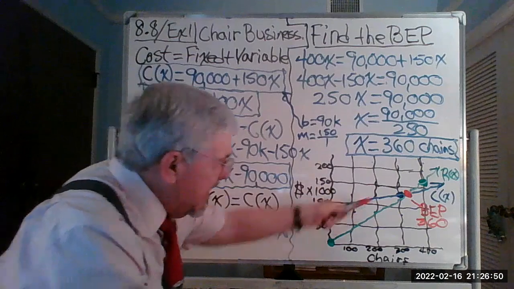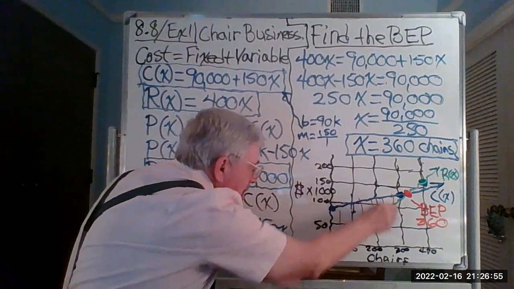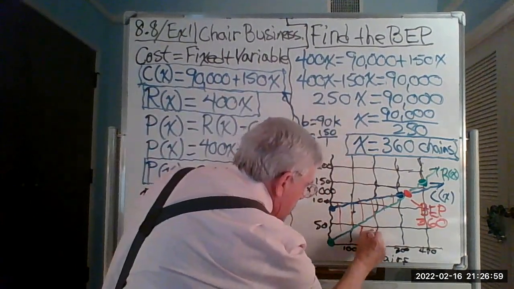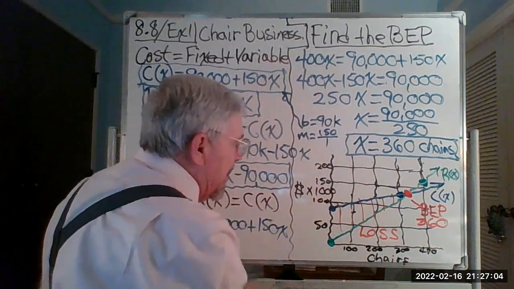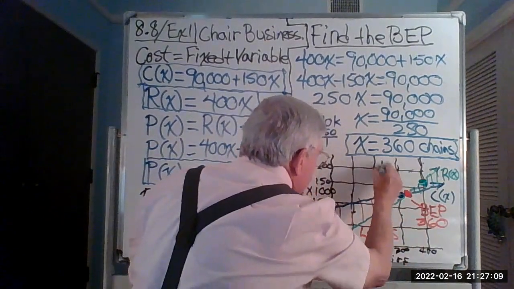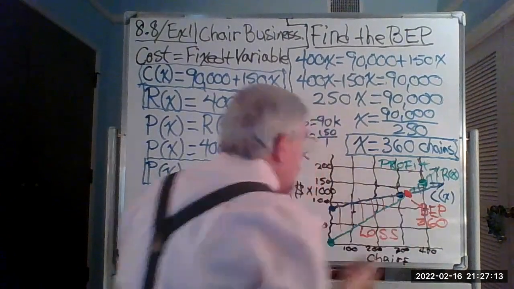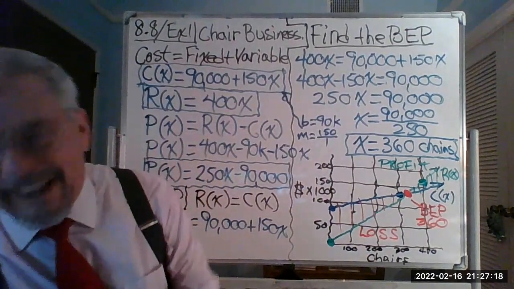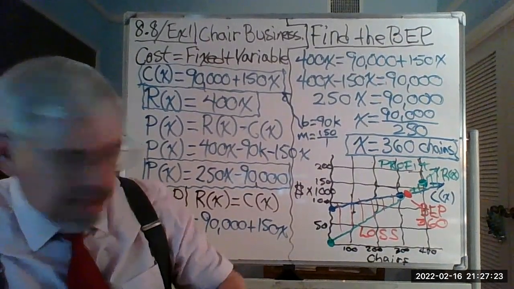So everything down here, I'm at a loss. That's my loss area right there. And everything on this side up here is profit. Now, if you take a course in economics, it's not all that simple, but that's the basics where the rubber meets the road. And looks like we're almost out of time.